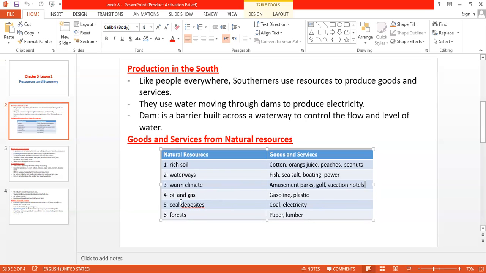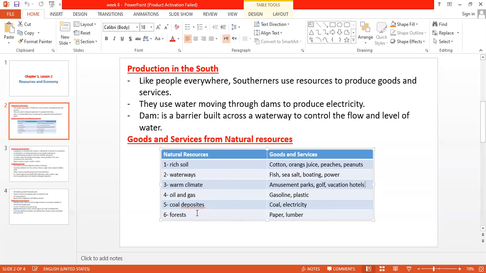Okay, what else? They have the Appalachian Mountains. The South has the Appalachian Mountains, and what do we extract from the Appalachian Mountains? We extract coal. And how do we use coal? We use coal in making electricity and in running special kinds of machines.